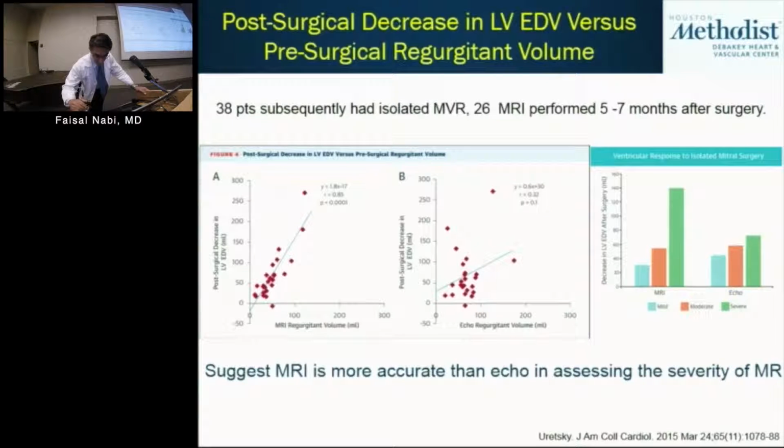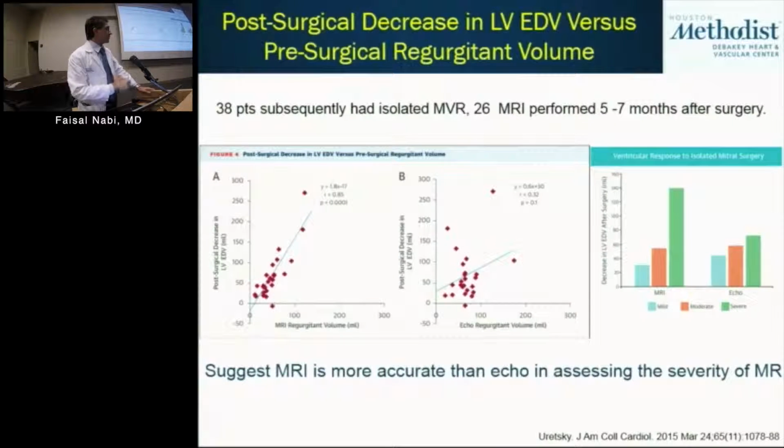This was kind of a summary here, the ventricular response to isolated MR, just showing by CMR that you had a much more significant decrease in end diastolic volume if you had severe mitral regurgitation by CMR, whereas it was much less whether you had mild, moderate, or severe by transthoracic echocardiography. And so in this paper, they suggested that MRI is more accurate than echo in assessing the severity of MR.